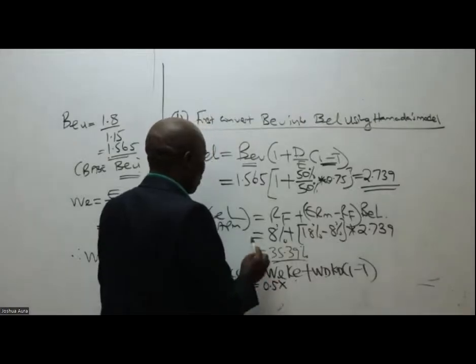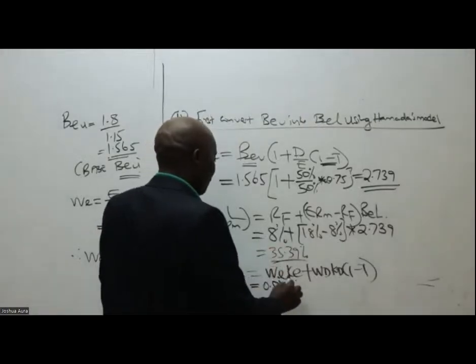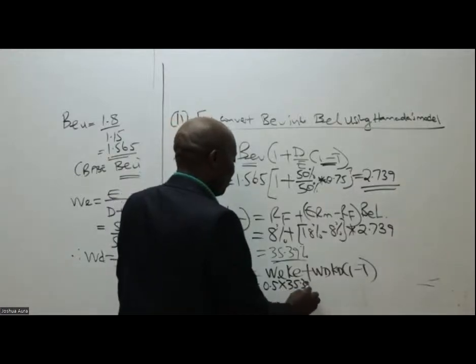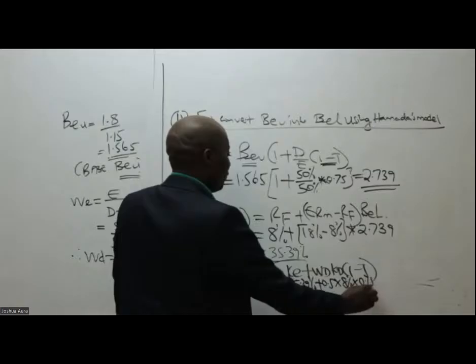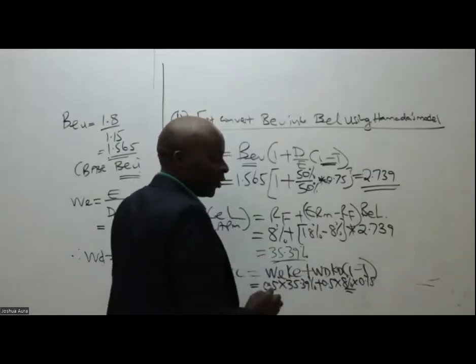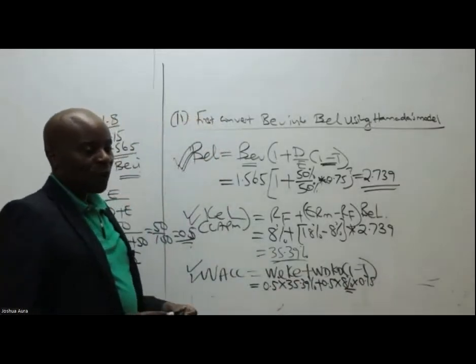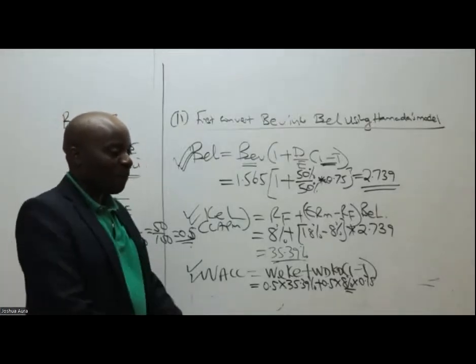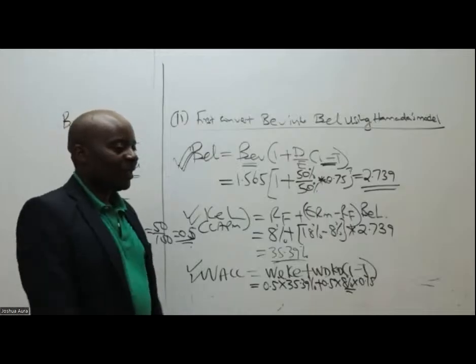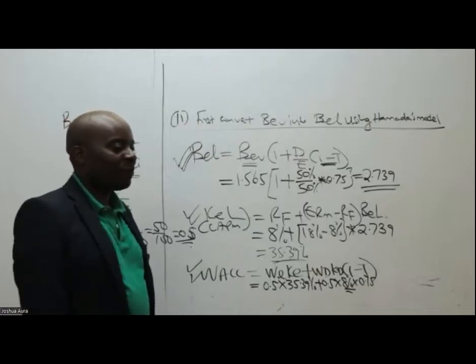The cost of equity is what we already have here, 35.39%. Weight of debt is 0.5 times cost of debt, which is 8%, times 0.75. I'm so sure you guys do not know where I got 8% from. Is there anybody who knows where I got the 8% from?